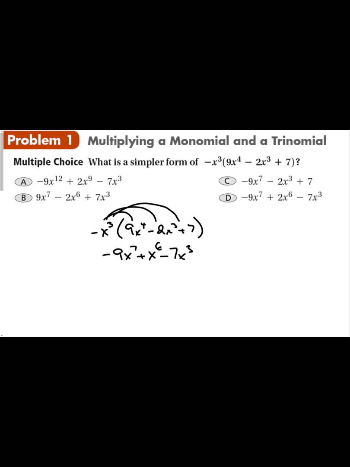It is in standard form, negative, that should be a 2, right there, negative x to the third times negative 2x to the third gives me a positive 2x to the 6th, sorry about that, and my answer is D.